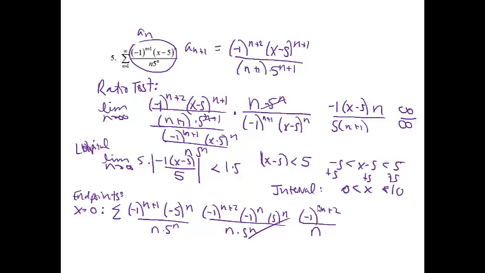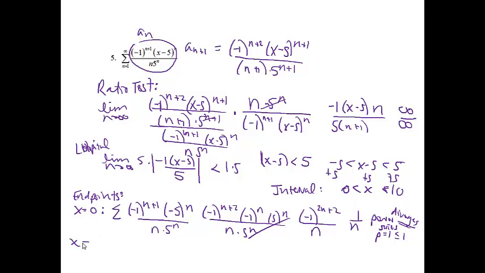And I noticed anything to an even power, 2n plus 2 will always be an even number. This will just be 1 over n, which means that this is a p-series, and p is equal to 1. And since that is less than or equal to 1, this is going to diverge. So 0 does not work.